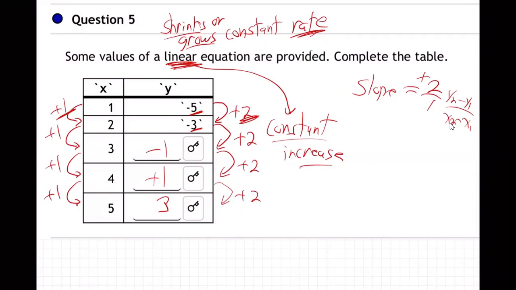That's what slope is. Slope is a rate of change. It's how fast one thing changes over the other, how fast y changes over x. Y is going up by 2 every time x goes up by 1. That's the slope. The slope of this function, this linear equation, must be 2.